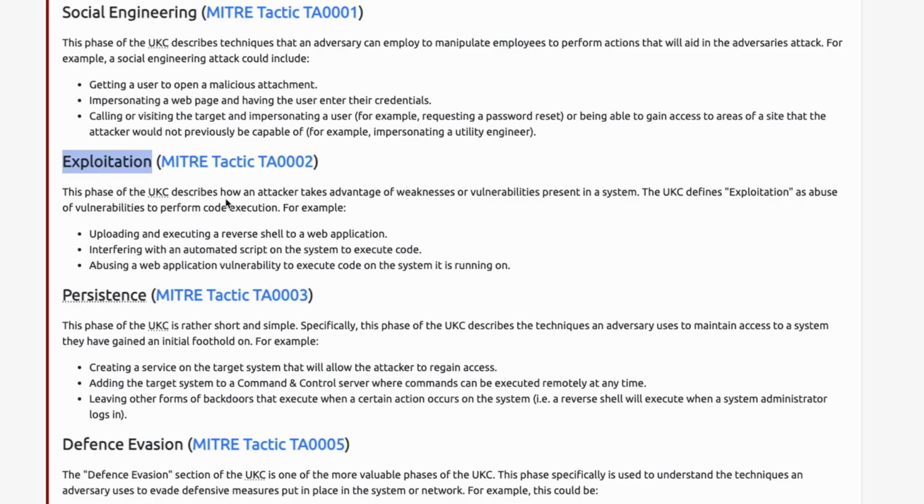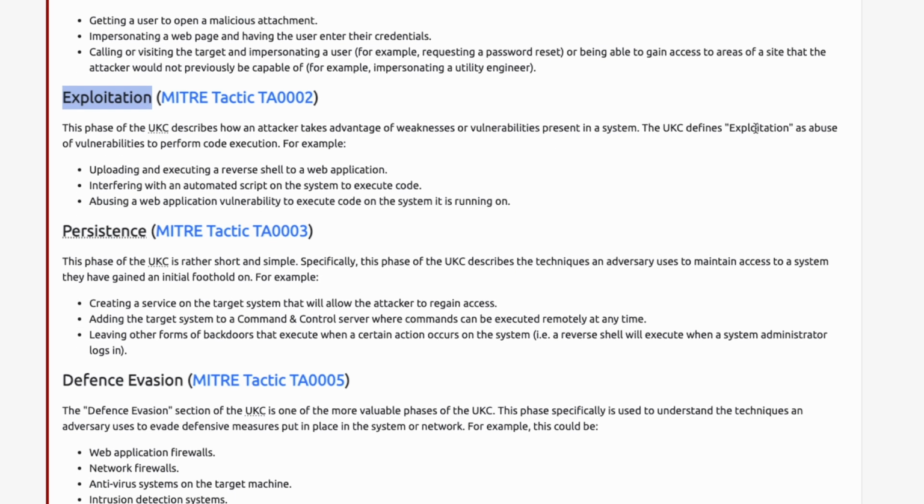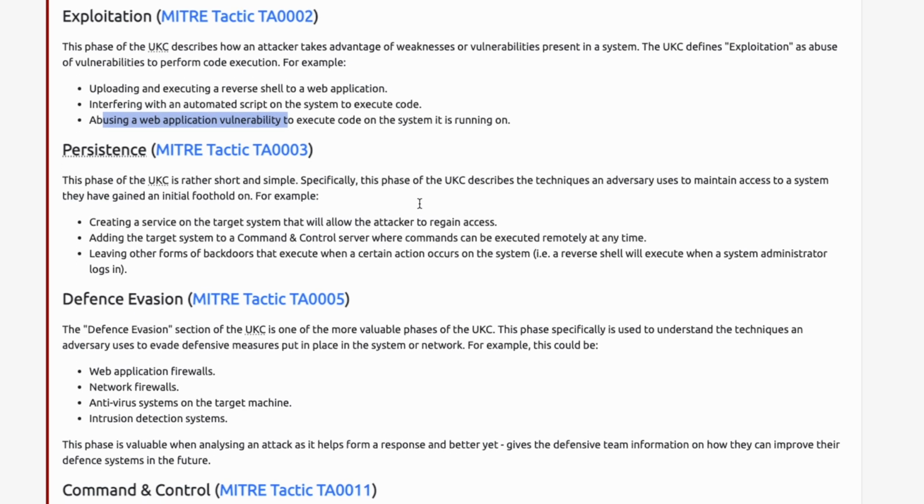Exploitation. This phase of the attack describes how an attacker takes advantage of weaknesses or vulnerabilities present in a system, and the UKC defines exploitation as abuse of vulnerabilities to perform execution of code. So uploading and executing a reverse shell, interfering with an automated script on the system to execute the code, for example scheduled tasks or automatic startup tasks, or abusing a web application vulnerability to execute code on the system.